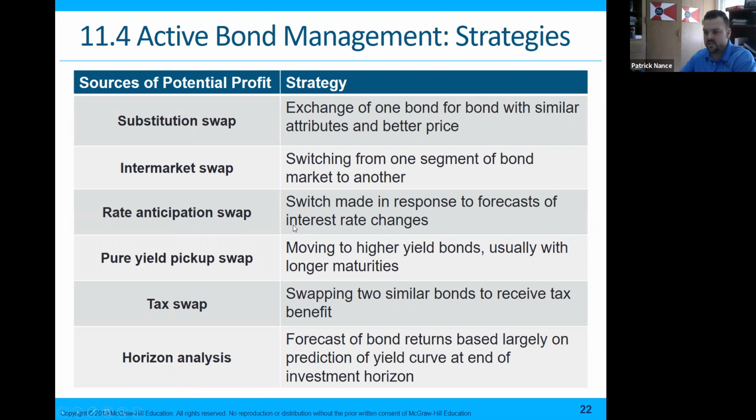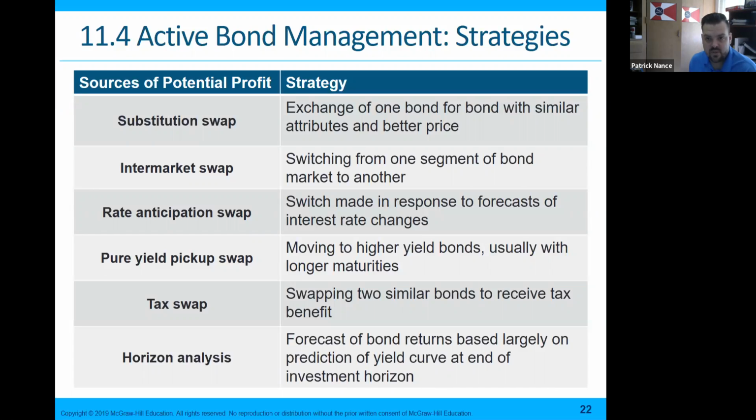Okay, just the last few things to define for this chapter. We're just about done with it, actually. Substitution swap, the exchange of one bond for a bond with similar attributes but at a better price. And I actually have really good examples in the book. I don't want to just read the book to you, so I'd recommend looking at pages 346 through 347. After each and every one of these, there's a paragraph that gives you an example of what these are, in case they don't make sense. I think those do a pretty good job of helping you understand what they are.